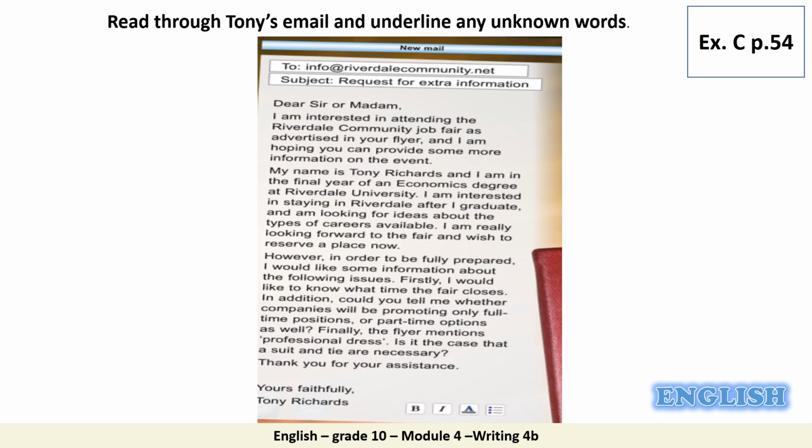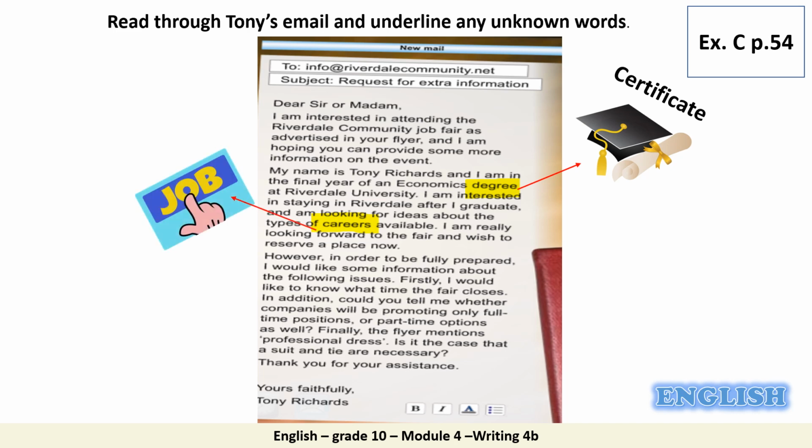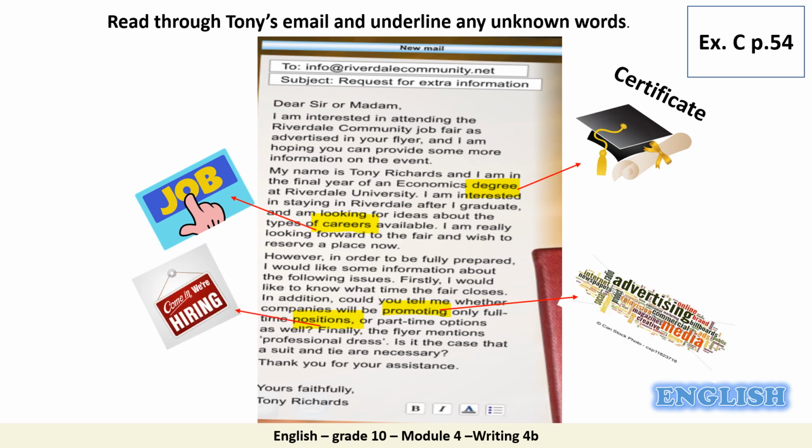Let's look at Tony's email and underline any unknown words you can find. Pause the video for a minute and try to underline or highlight any unknown words. The first word, degree. What is the meaning of it? It means a certificate, a university or a college certificate. How about careers? Now this one is easy. It means a job. Well done. How about promoting? It means advertising. And finally, positions. What does it mean? It means job titles like a manager, secretary, teacher, doctor.